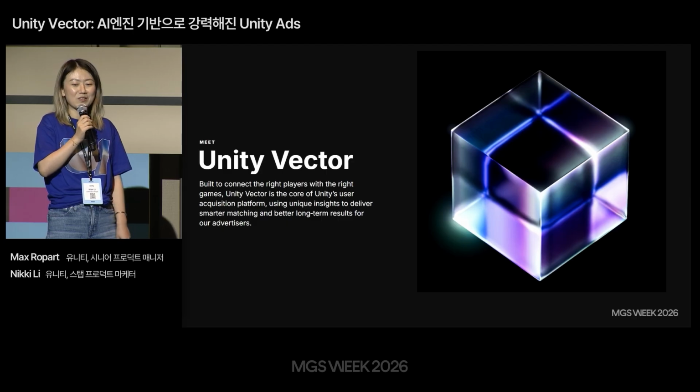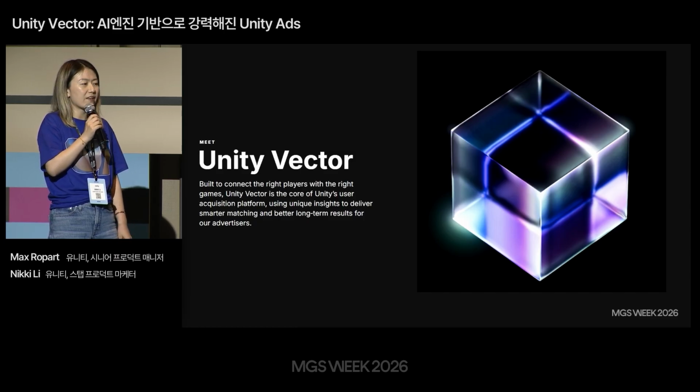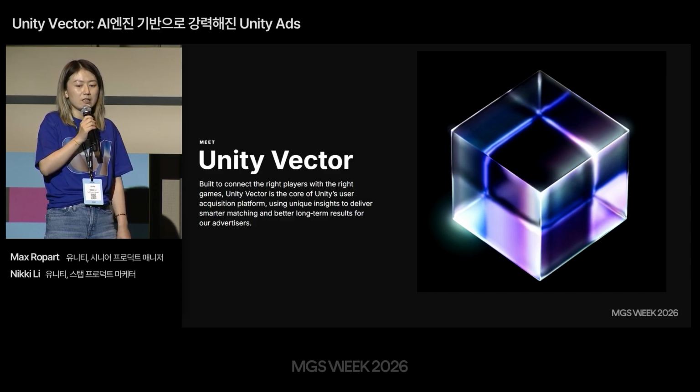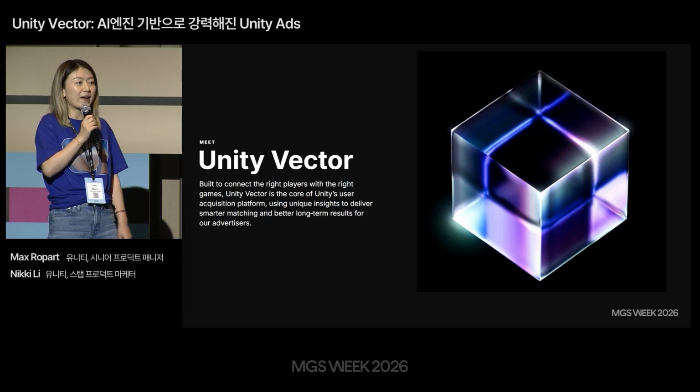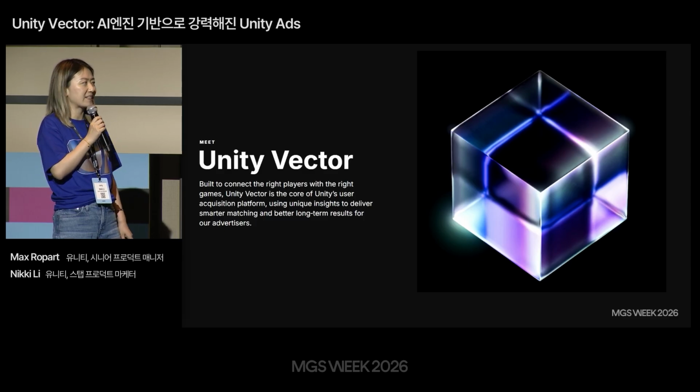Now let's talk about Unity Vector. Vector launched just last year and is the AI powering Unity Ads user acquisition. It brings together player insights, game DNA, and Unity's unmatched ecosystem reach. So advertisers can expect precision in audience targeting and improved long-term results. This is about connecting the right game to the right player at the right time.